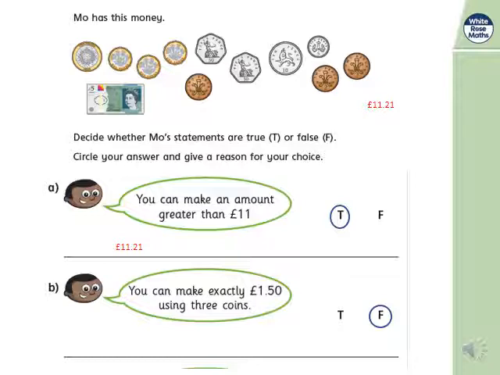Statement B, he said, you can make exactly £1.50 using 3 coins. And if we had investigated that, we would have found out, trying lots of different possibilities, that that statement was false.